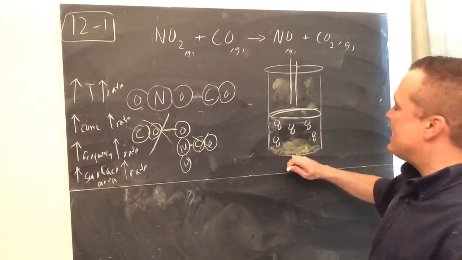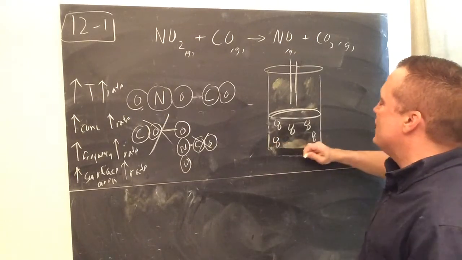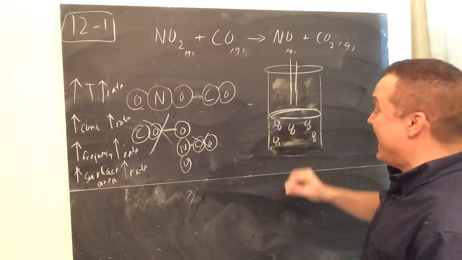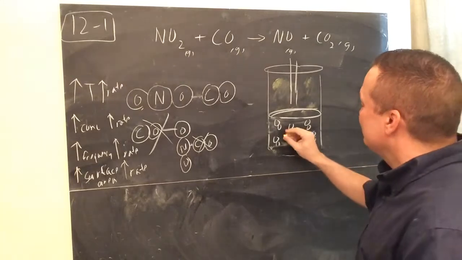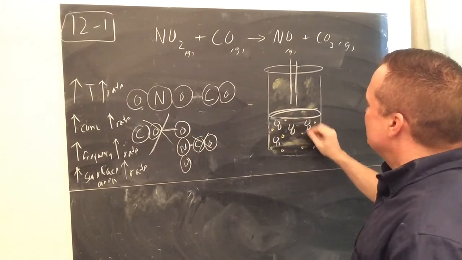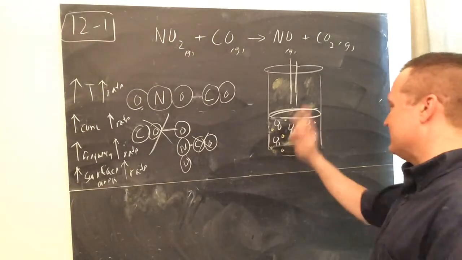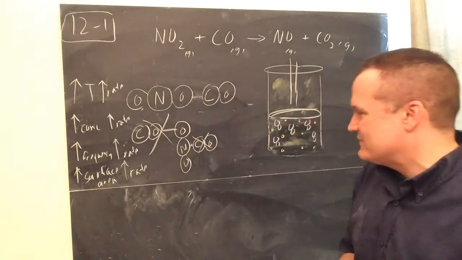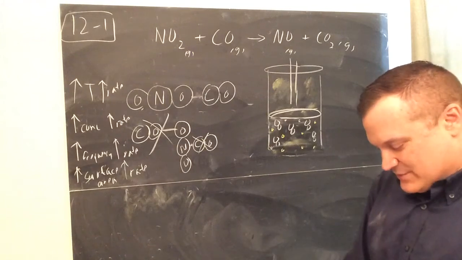If I had, instead of iron solid or iron dust, iron gas, iron vapor, well, now it's going to be even easier to react because now the molecules can bump right in. They can form iron oxides, all that kind of stuff. So, surface area. Let's see what else I talked about.